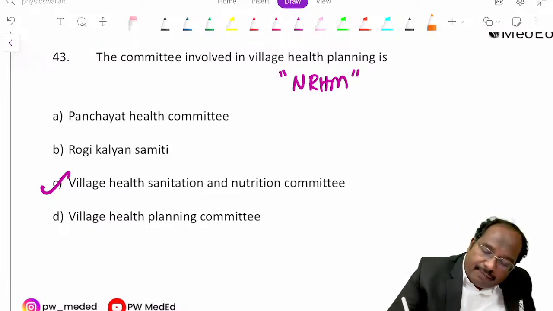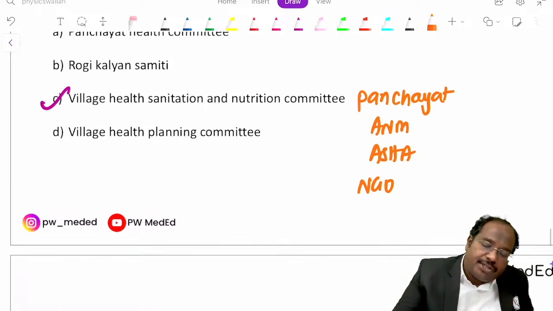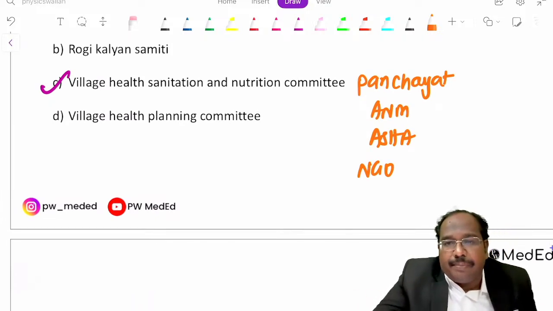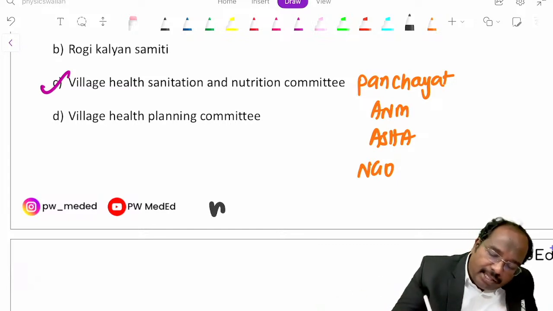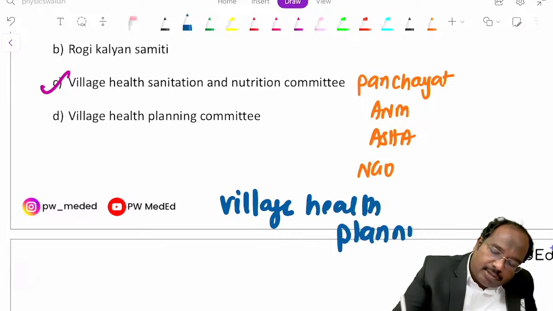So who will be part of this? Panchayat people will be there, ANM, ASHA, NGOs, government officials, all are part of this. What is the purpose of this committee? This committee is involved in village health planning. They are planning for themselves.